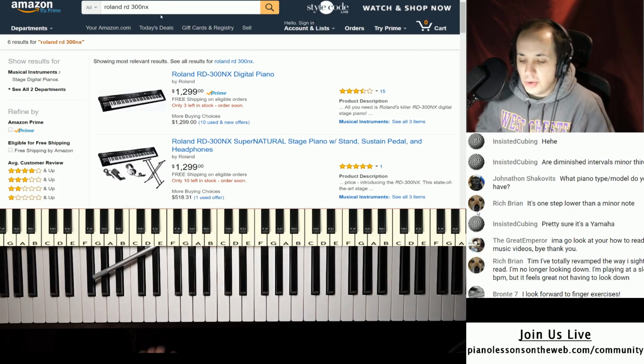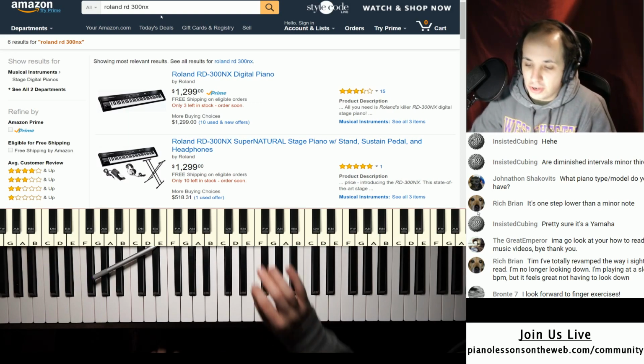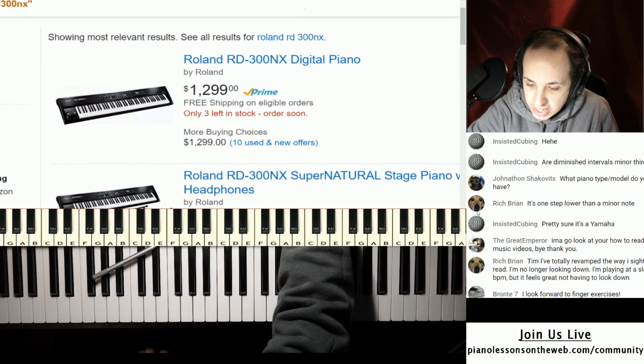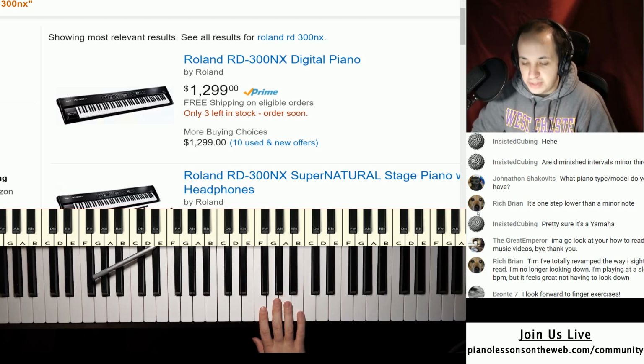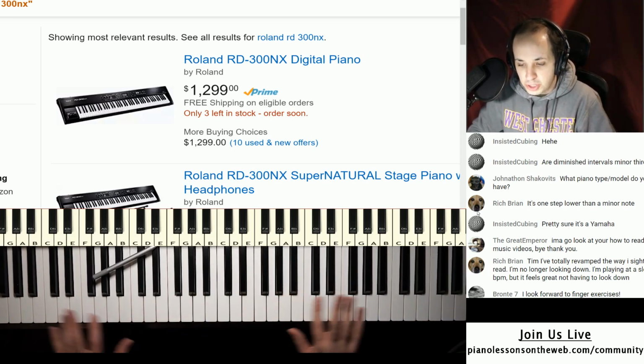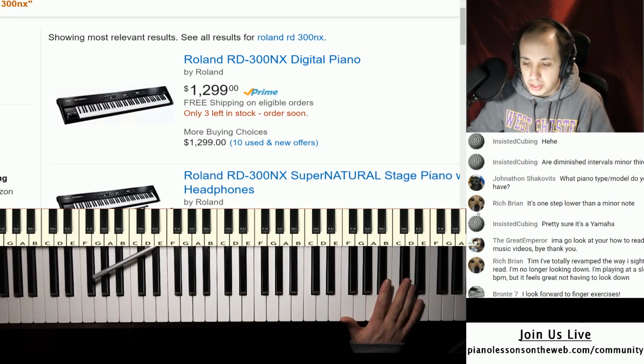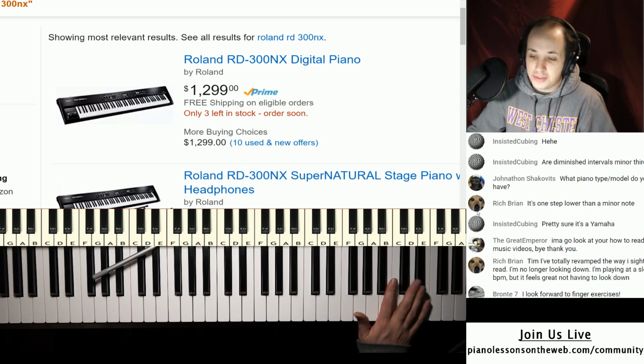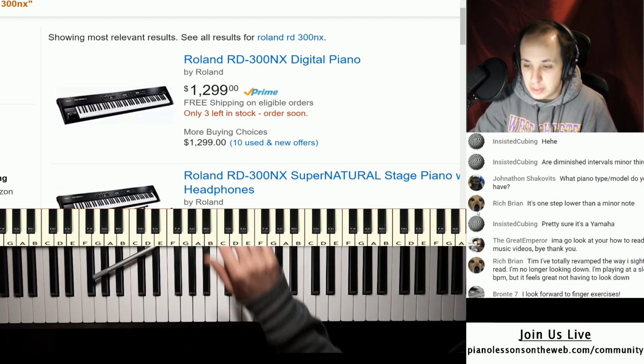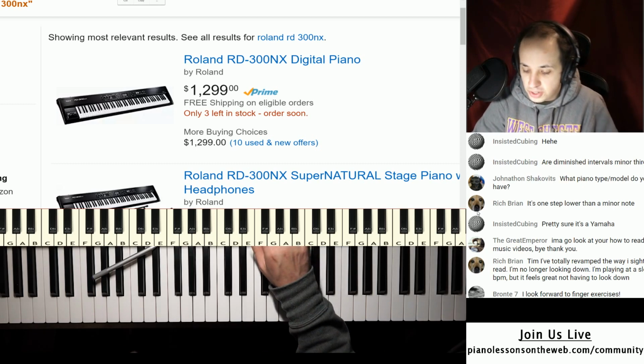So if you are looking for a keyboard and you're not on as much of a budget, you can buy a Roland RD300 NX. I think it's like mine. It might have a couple fewer features, but it has weighted keys, which is the best thing about it. It's really well built, and you can get that for about $1,300. That is a lot of money, actually. So let me show you, though.